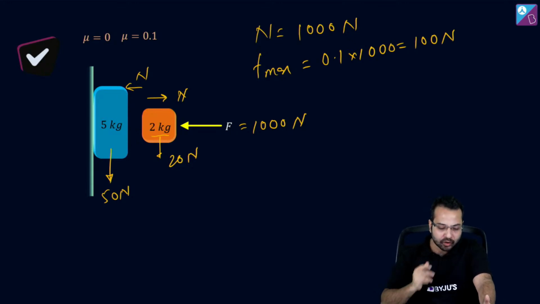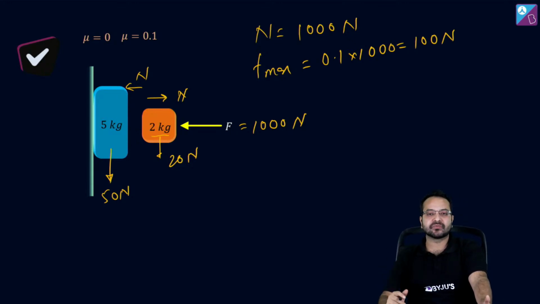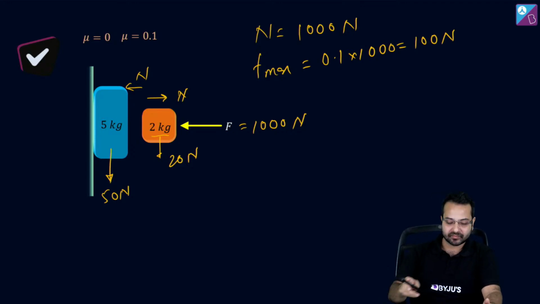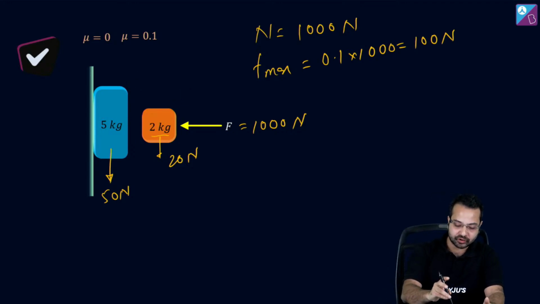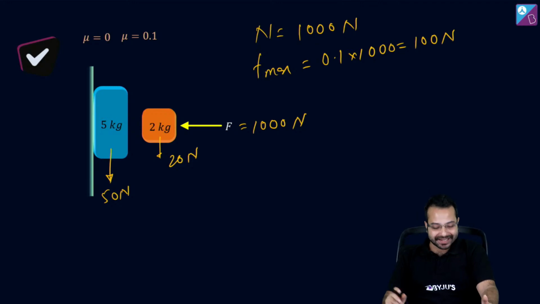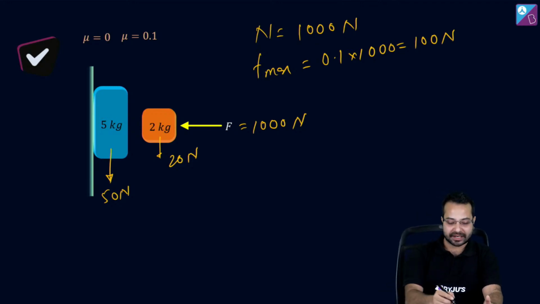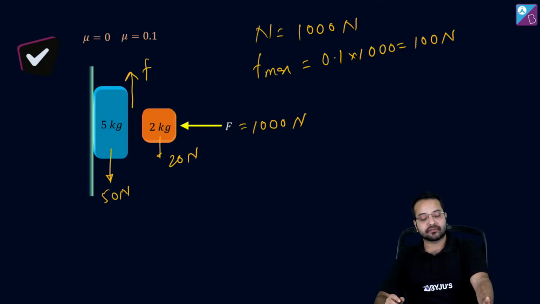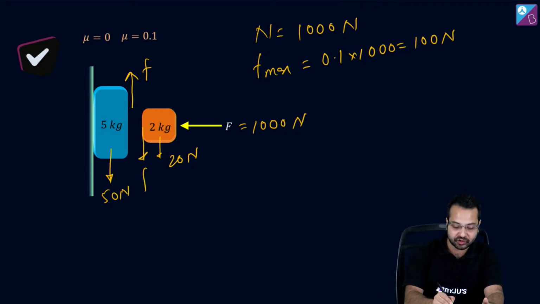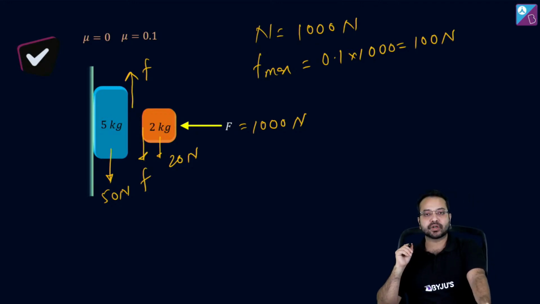So the maximum value of friction that can act between the two blocks is 100 Newton. Now we don't know what will be the direction of friction, so let's assume something. Let's say that the direction of friction on the 5 kg block is upwards. If the direction of friction on the 5 kg block is upwards, the direction of friction on the 2 kg block is going to be downwards.